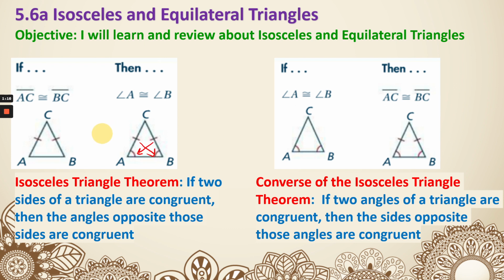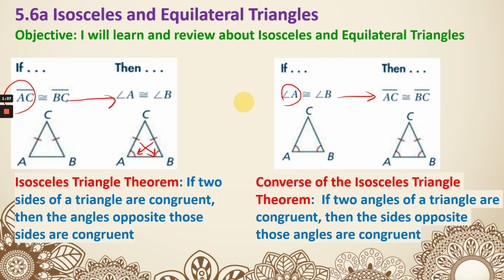We also have the converse of the isosceles triangle theorem. In this case, we just reverse the order. In the first one we know the sides, then go to the angles, so the converse is knowing the angles, going to the sides. If two angles of a triangle are congruent, then the sides opposite those angles are congruent as well.